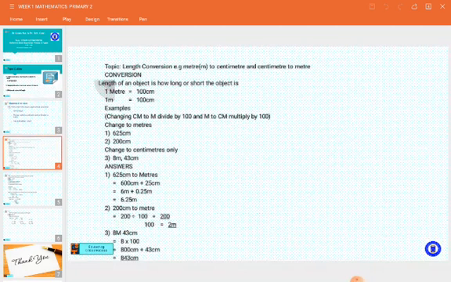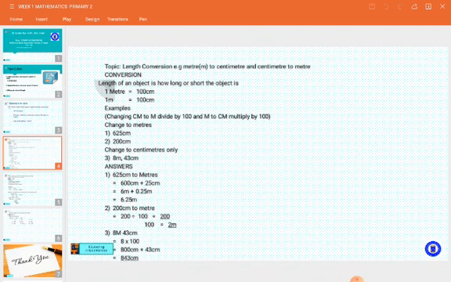Now look at the conversion there. We have length. 1 meter is equal to 100 centimeter, and 100 centimeter is equal to 1 meter. Excel, answer this question. If 1 meter is equal to 100 centimeter, then 300 centimeter will give us how many meter? Good. Excel, you are a good child. Clap for him.